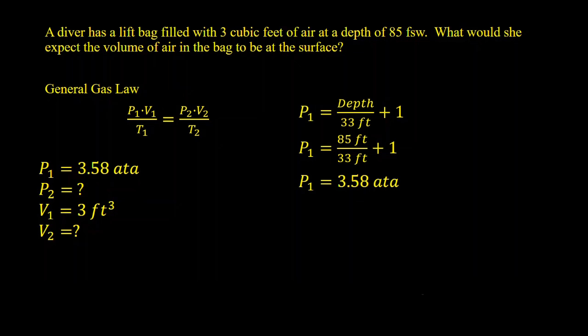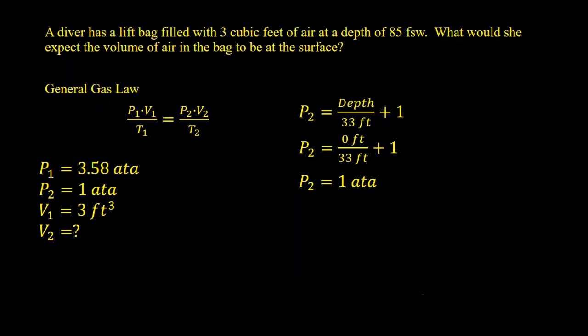Now we're ready to find P2, or the pressure at the surface. Again, pressure equals depth over 33 feet of seawater plus 1. So pressure is going to be 0 feet over 33 feet plus 1. At the surface, we have no water pressure on us. You may have already calculated that and say, oh, we're at the surface, so it's going to be 1 atmosphere, and that's perfectly fine. So the pressure on the surface will be 1 atmosphere. Okay, now we're all set. We can finally calculate this.